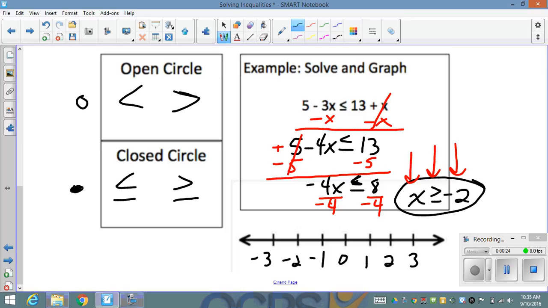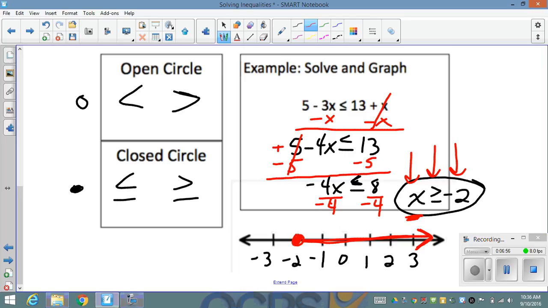Now, because I have the or equal to, this is going to be a closed circle on negative 2. And then it's greater than, so all the numbers bigger than negative 2 will make this statement true. So bigger than is going to the right. All those numbers are bigger. So if I plug in 2, 2 is greater than or equal to negative 2. That is true. If I plug in negative 1, negative 1 is greater than or equal to negative 2.